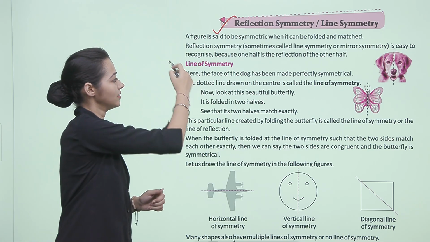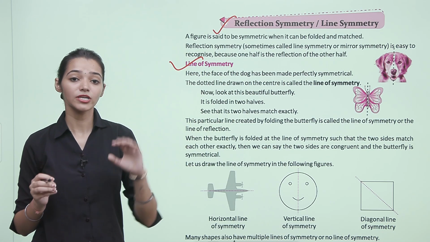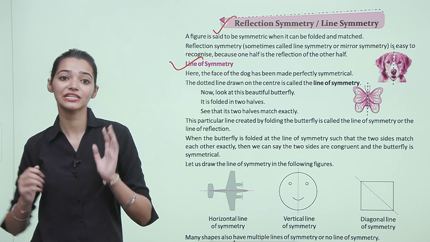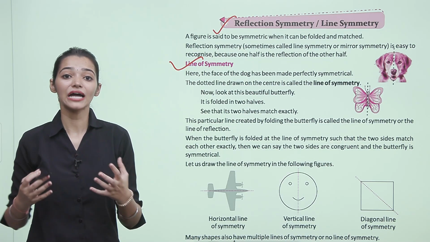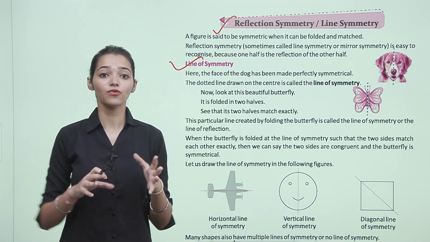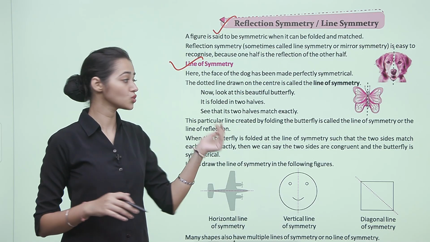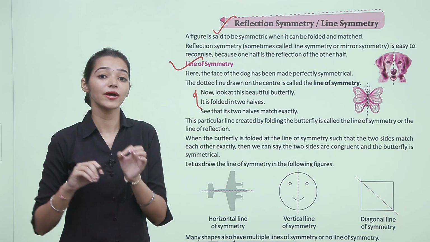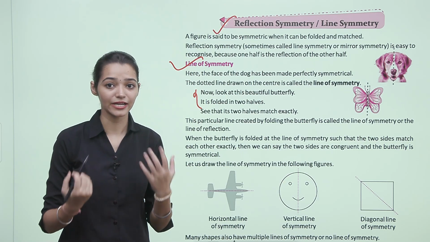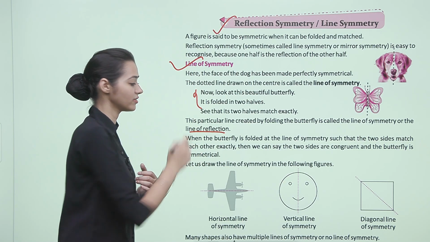Now let's look at the line of symmetry. The face of the dog has been made perfectly symmetrical. The dotted line in the center is called the line of symmetry. Now look at this beautiful butterfly. It is folded in two halves. See that the two halves match exactly here. The particular line created by folding the butterfly is the line of symmetry or the line of reflection.